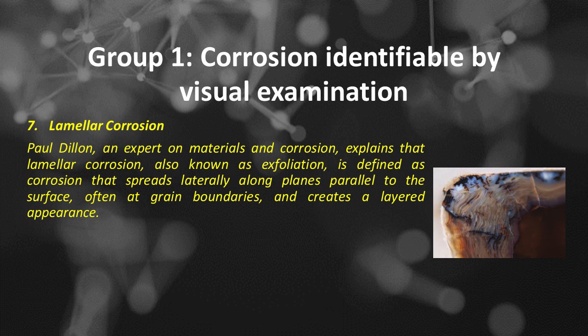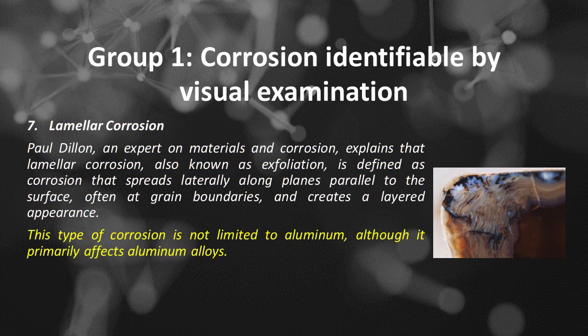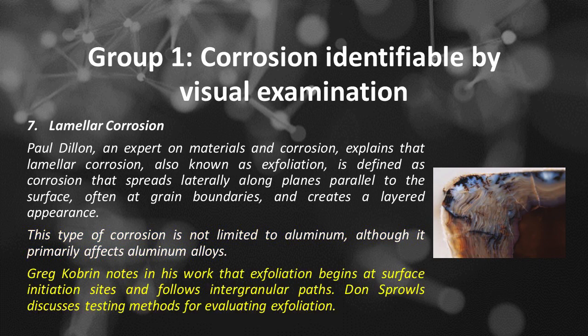Number 7 is lamellar corrosion. Paul Dillon, an expert on materials and corrosion, explains that lamellar corrosion, also known as exfoliation, is defined as corrosion that spreads laterally along planes parallel to the surface, often at grain boundaries, and creates a layered appearance. This type of corrosion is not limited to aluminum, although it primarily affects aluminum alloys. Greg Coburn notes in his work that exfoliation begins at surface initiation sites and follows intergranular paths.